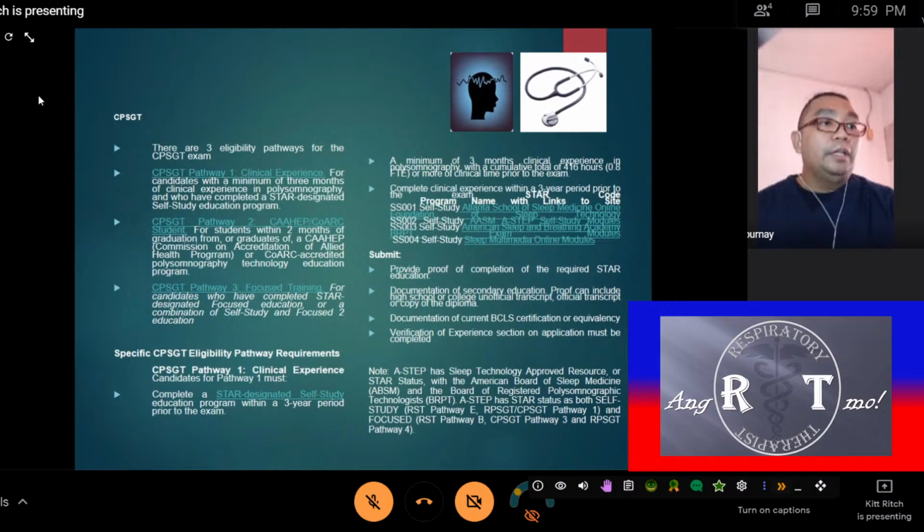Supposedly, there should be an accreditation, what we call the CAAHEP. CAAHEP stands for the Commission on Accreditation of Allied Health Programs, and this is a governing body wherein if a person graduated from any allied health professional course or program that is accredited, okay, by the BRPT, then you are eligible to take the examination.